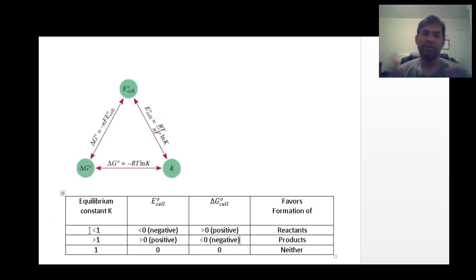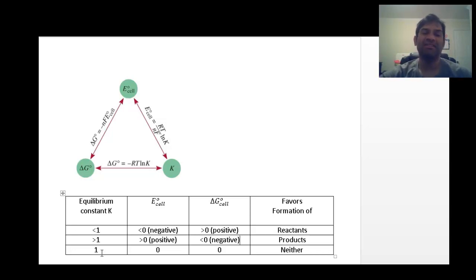And also from an equilibrium perspective, a low equilibrium value, less than 1, implies that the reaction is not favoring the products. Very little product formation. More and more of the reaction stays along the reactant side.